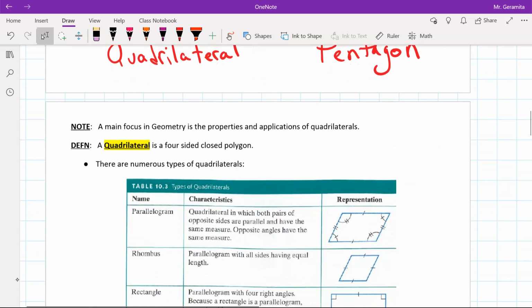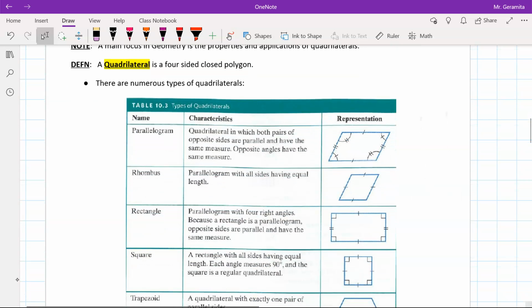Okay. We did a whole chapter in geometry on quadrilaterals. Some of you guys made kites. Most of you did not. Most of you just had a little chart where you could look at the different types of quadrilaterals and their properties. So we're actually going to talk about this. So a quadrilateral is just a 4-sided closed polygon. There are different types of quadrilaterals.